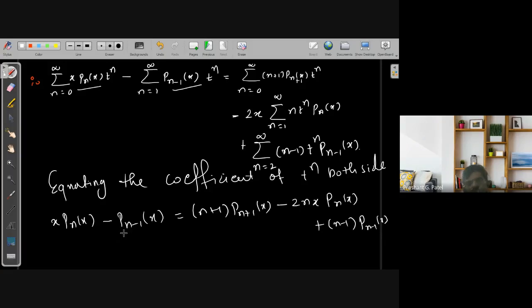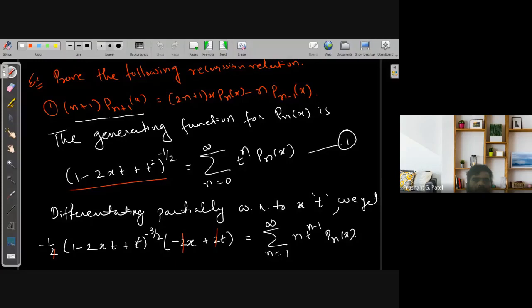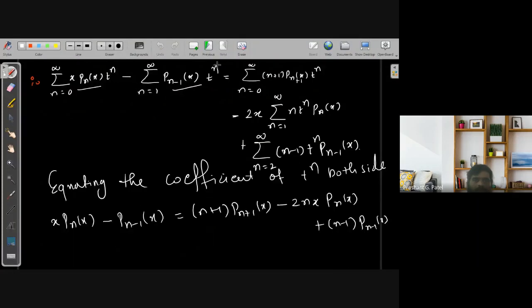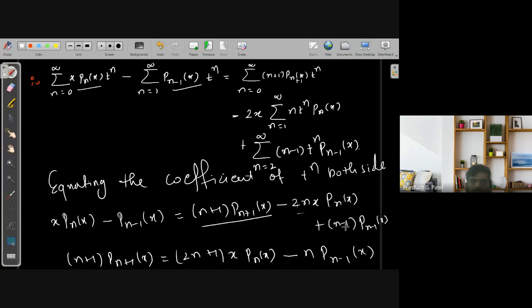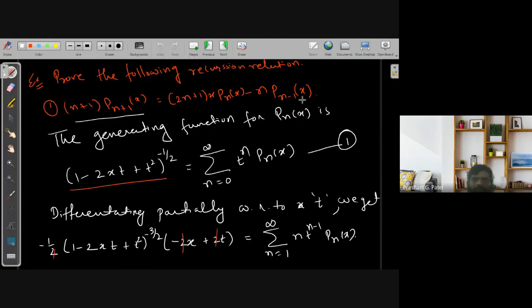So what will this be? If you simplify this, what we have to prove is this quantity, n plus 1 Pn plus 1. So we can write this quantity on one side: n plus 1 Pn plus 1 x. This quantity and this quantity, let's take on the other side. So that is equal to, if I take this quantity on the other side and x is common, then it is 2n plus 1 x Pn of x. And if I take this quantity on the other side, that will be minus n Pn minus 1 x. This is minus 1. If it goes on the other side, it will be plus 1, and then it will cancel with this. So only the quantity left is this one. So that is the objective we have here to prove.